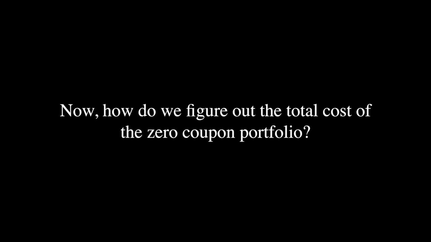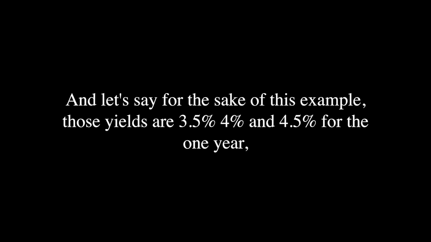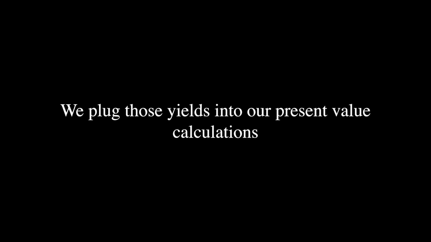Now, how do we figure out the total cost of this zero coupon portfolio? We'd simply calculate the present value of each zero coupon bond using the appropriate yield from the zero coupon yield curve. We'd use the 1-year yield for the 1-year bond, the 2-year yield for the 2-year bond, and so on. Okay. And let's say for the sake of this example, those yields are 3.5%, 4%, and 4.5% for the 1-year, 2-year, and 3-year maturities, respectively. Right. We plug those yields into our present value calculations and then add up those present values to get the total cost of that replicating portfolio.